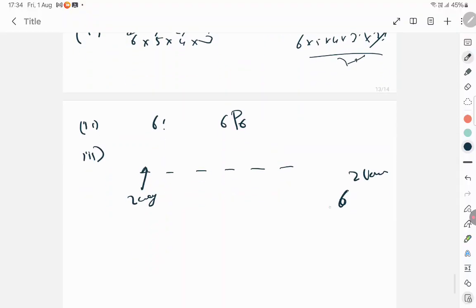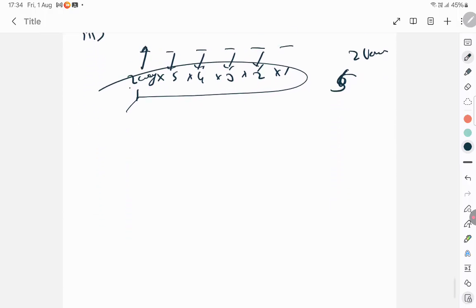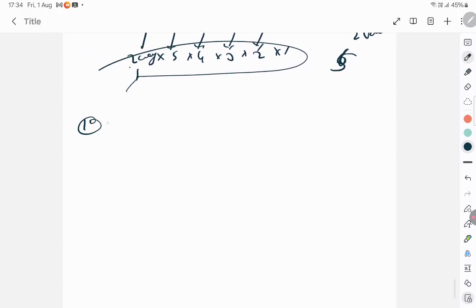Out of the 6th letter, 1 letter goes here. So the balance 5 can be done in 5 into 4 into 3 into 2 into 1 ways. So just multiply all this along with the 2 and then you get the answer. So that's about it. Let's go to the 10th question.